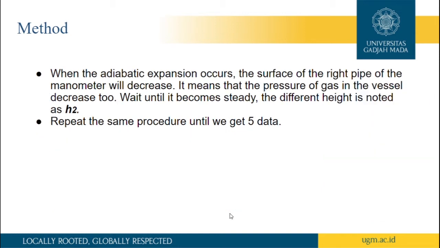When the adiabatic expansion occurs, the surface of the right pipe of the manometer will decrease. It means that the pressure of gas in the vessel decreases too. Wait until it becomes steady, and the difference in height is noted as H2. Repeat the same procedure until we get 5 data for each H1 and H2.